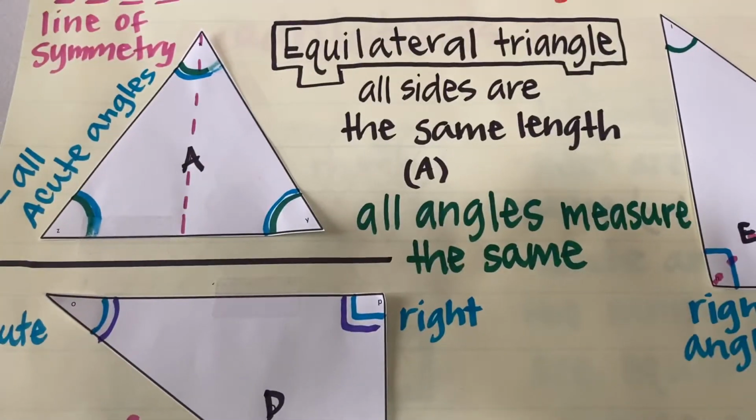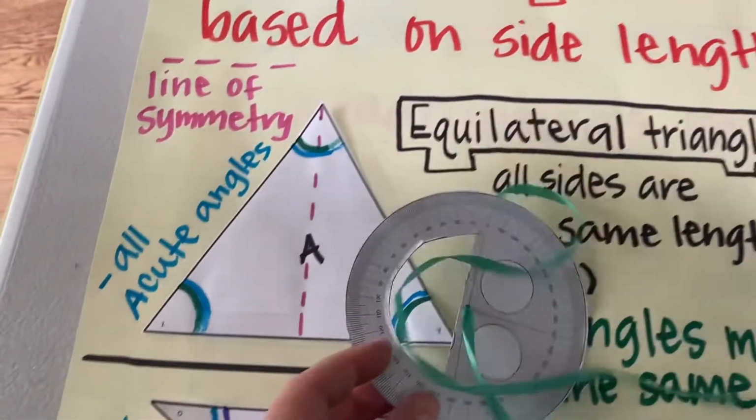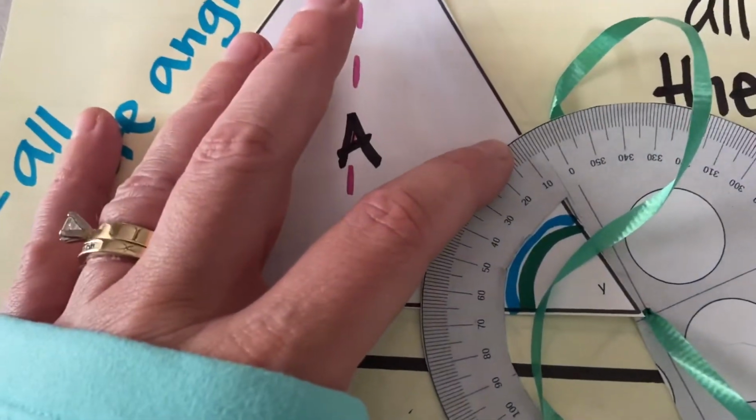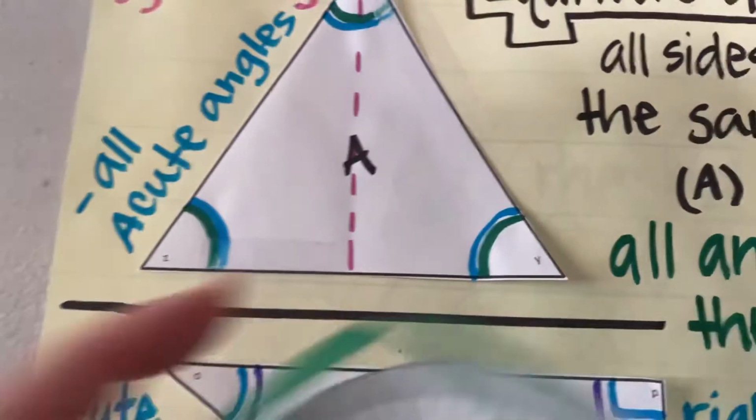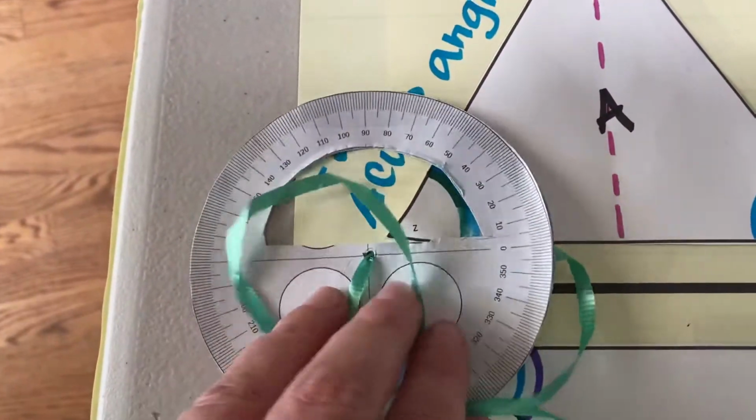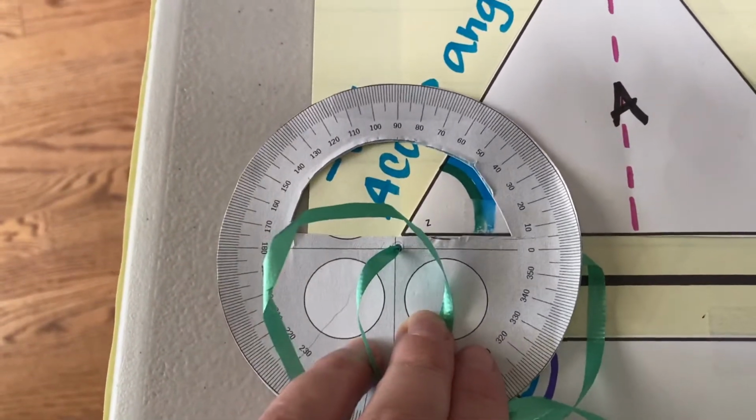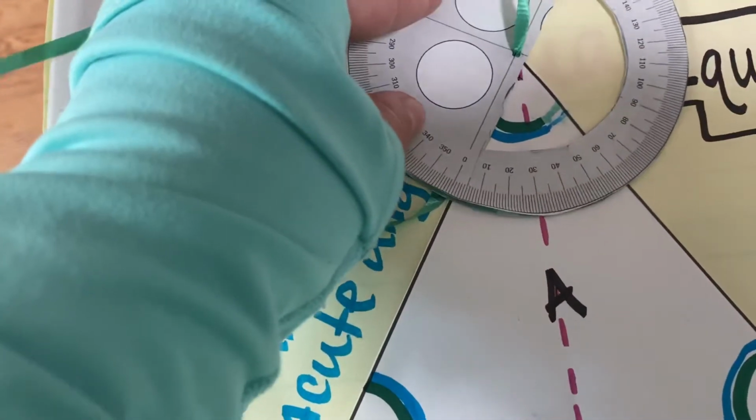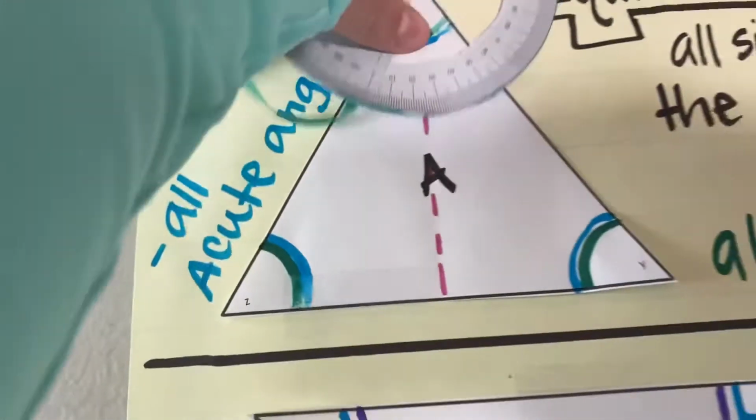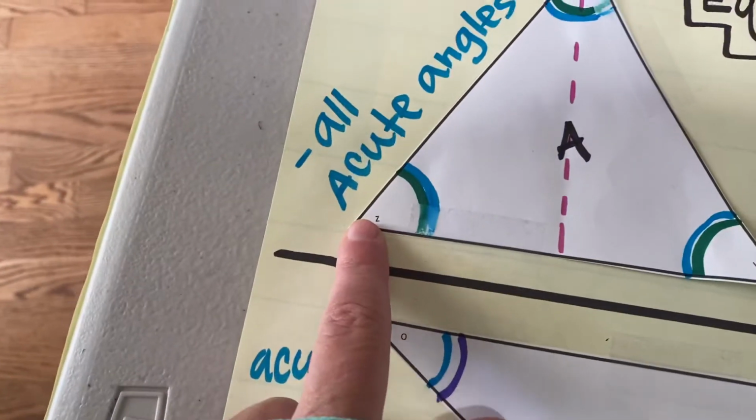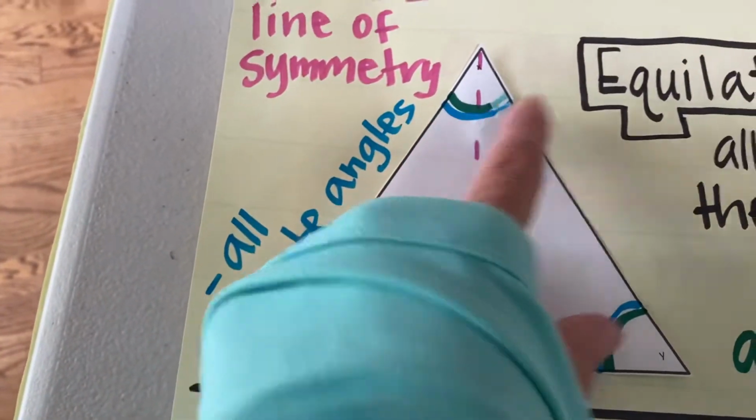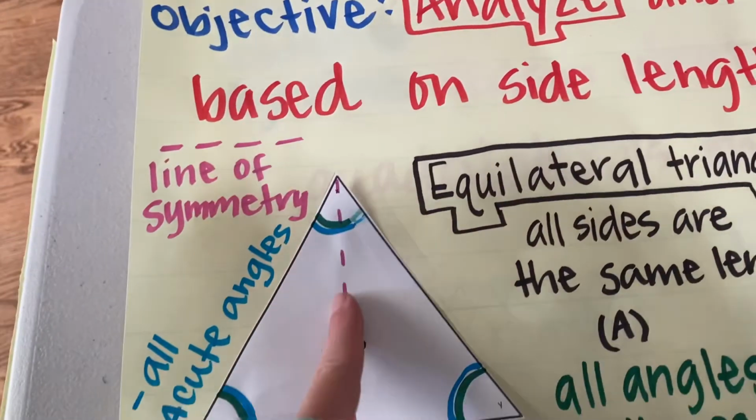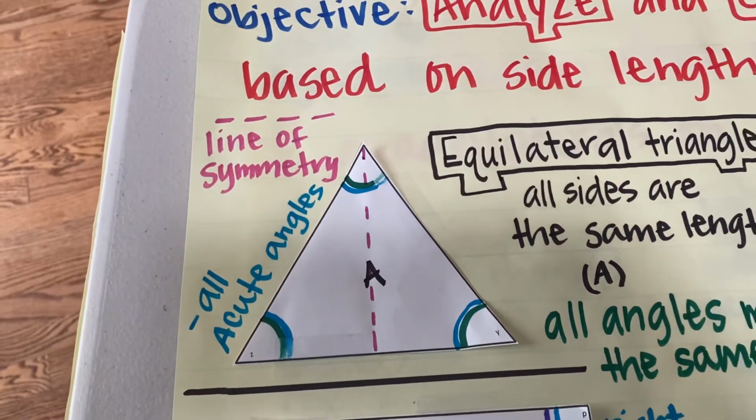All angles measure the exact same. So if I put my protractor on, I'm going to check my measurement. That's 60 degrees, 60 degrees, and 60 degrees. All are acute angles. 60 degrees is less than 90 degrees. And it has one line of symmetry. So the dotted line shows the line of symmetry.